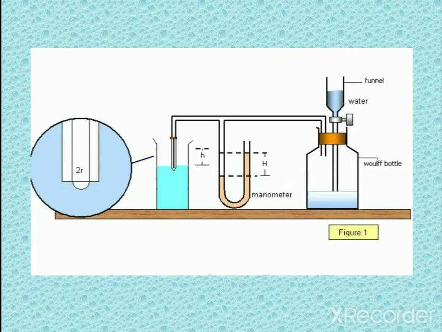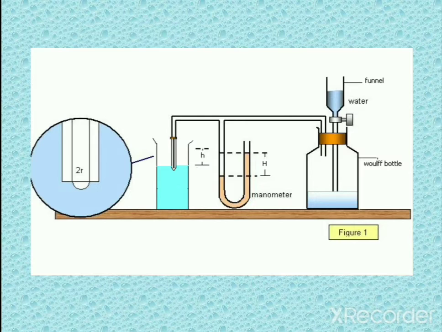Then that compressed air will go out through the AB tube, but that AB tube is connected to the manometer, and in the manometer we have taken xylol liquid whose density is less than water. That's why we have taken xylol. Now, due to the compressed air, that air will go out from the AB tube.